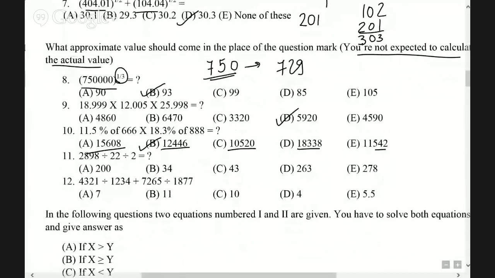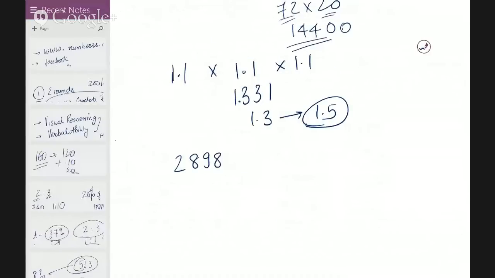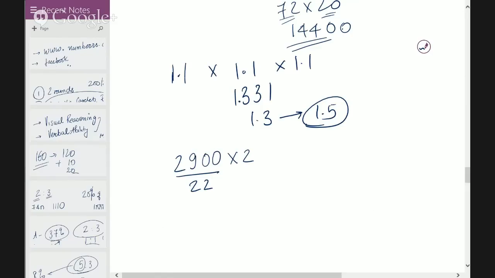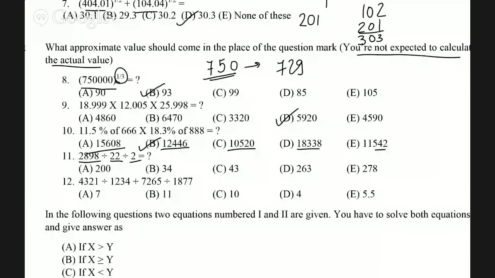Okay, same, 2898 divided by 2 divided by 22. So that divided by 2 will become multiply by 2. So 2898 I can say 2900. Not a worry at all. 2900 is double. Just doubling it will give 5800 upon 22. All right, now you want to play around with numbers, you can actually play around. You can say it's 2900 again by 11. So you just basically cancel this 2 and say it's 11. Precisely. But I don't think it's that way, so let's see what the answer comes to be.